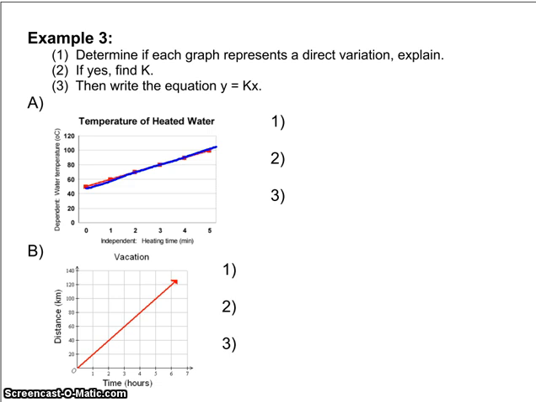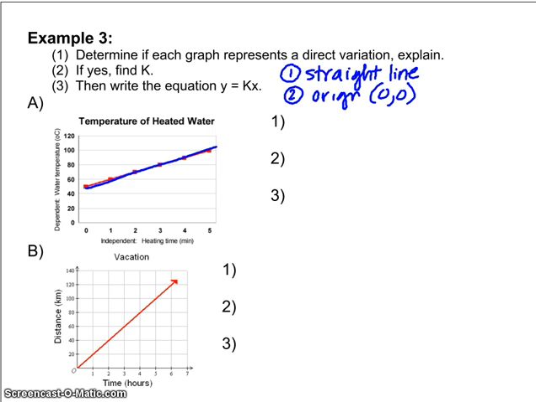But what you do here is for it to be a direct variation, number one, it has to be a straight line, but there was one other piece in your notes that had to occur. Do you remember what it is? The second piece was that it had to go through the origin, or 0, 0 on your graph. So the nice thing about these is that we don't have to do any calculations at this point, but what we do have to do is check if it meets this criteria.